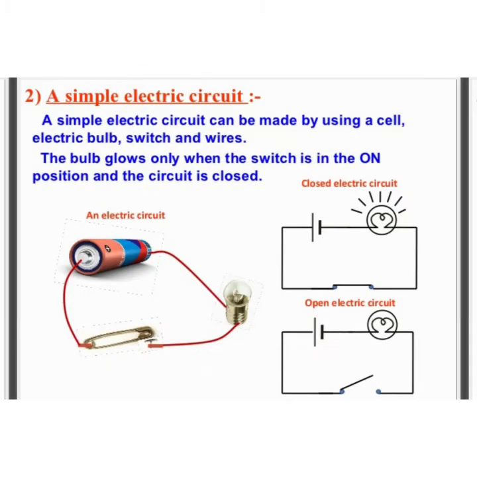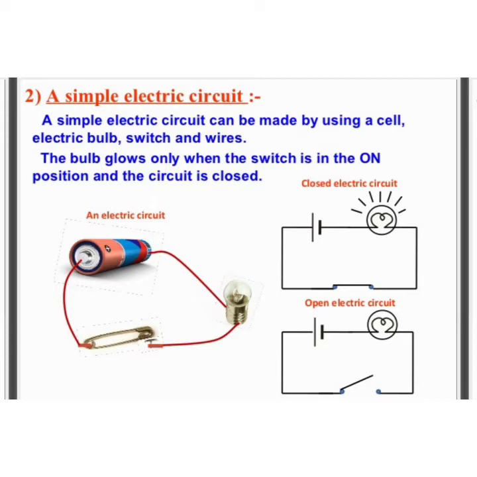Now, we are going to see about a simple electric circuit. As you can see here, a simple electric circuit can be made using the available electric components. Here, we are constructing the electric circuit using a switch, an electric cell and a bulb. The switch helps in turning the circuit on or off. The electric cell serves as a supply of energy.